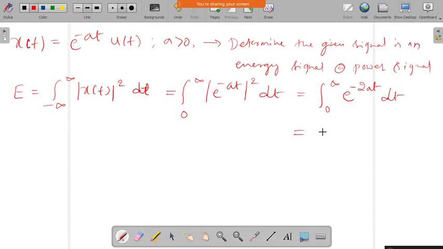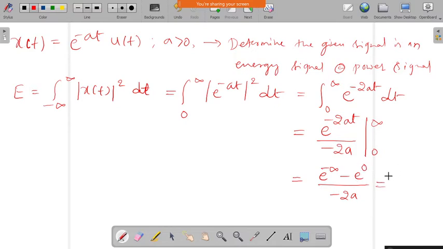Now integrate this: e power minus 2at divided by minus 2a, with limits 0 to infinity. Substituting, we get e power minus infinity minus e power 0, divided by minus 2a. e power minus infinity is 0, and e power 0 is 1. So minus 1 divided by minus 2a, which equals 1 by 2a. This is greater than 0 and also less than infinity. It is a finite energy.